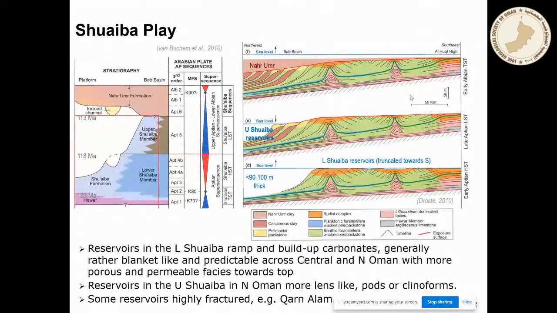But look at the scale here. It's 50 kilometers, so it covers a huge part of Oman, from Qarn Alam all the way to the Lekhwair area. You can see a huge variability of facies in the Shuaiba formation. And therefore, because of that, you need to study the facies in the Shuaiba in order to be able to produce it well.